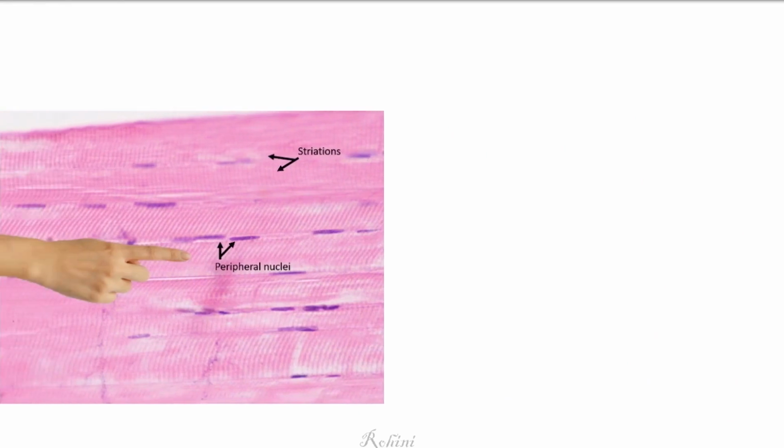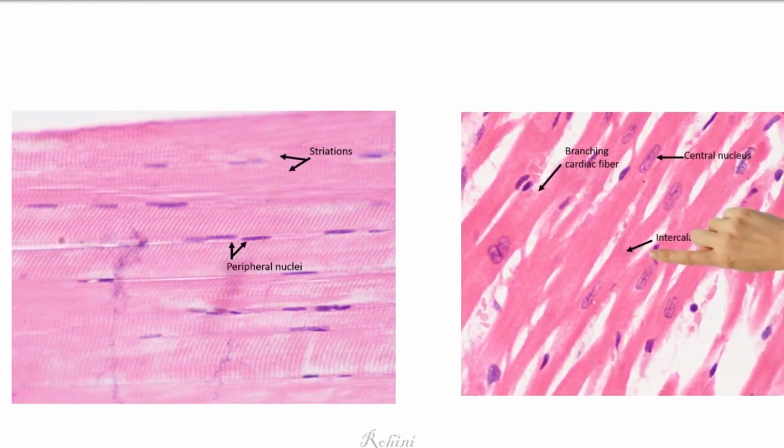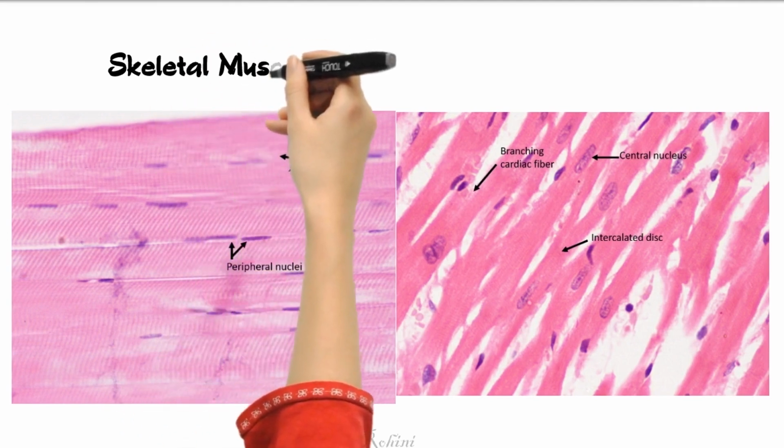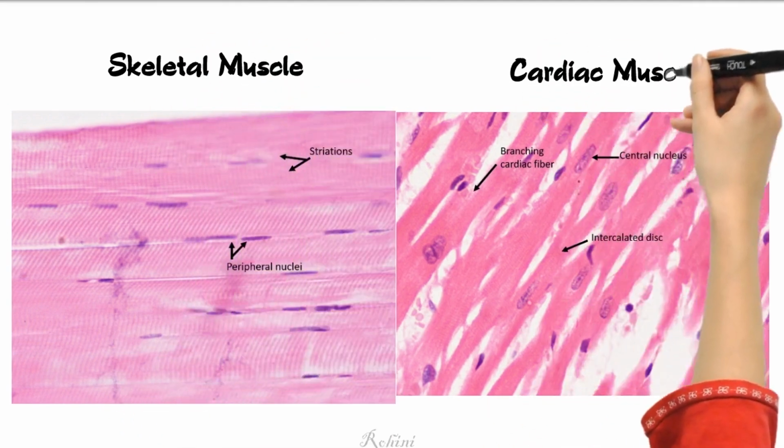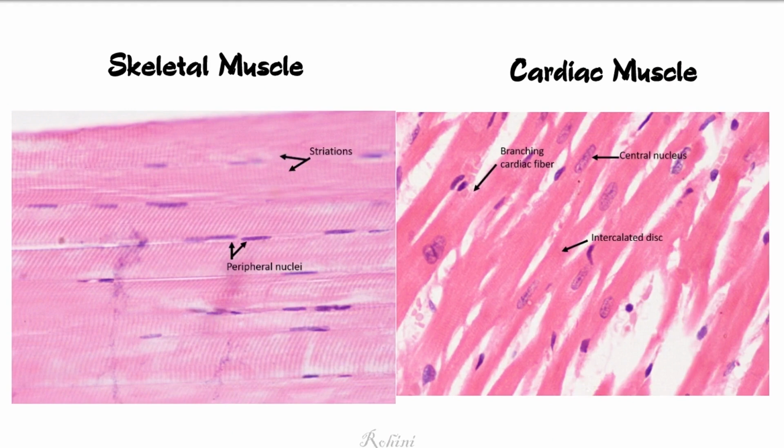Here we can see the differences between the microscopic features of skeletal and cardiac muscle. In skeletal muscle we see the nuclei flattened towards the periphery, whereas in cardiac muscle the nucleus is at the center. Striations are clearly visible in skeletal muscle and branching of individual fibers is seen in cardiac muscle. Intercalated disc, which represents the junction between two adjacent cells, is seen in cardiac muscle.